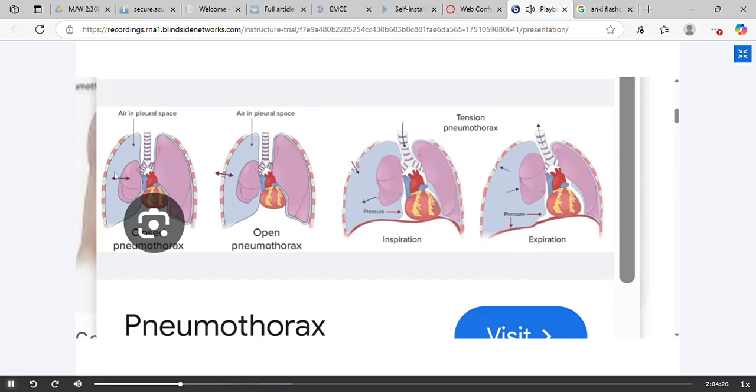Now, this person, unfortunately, as an EMT, you can't manage this. There's nothing you can do to fix this except recognition and then rapid transport to the hospital, right? If it still continues to accumulate, then it can progress to a tension pneumo, and you need to watch your vitals and watch your patient.